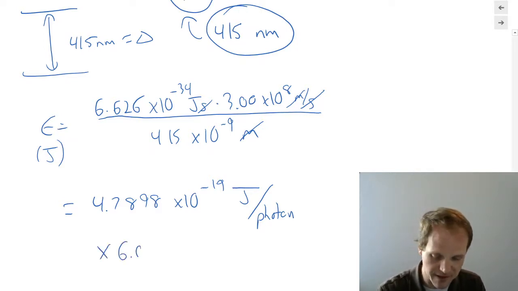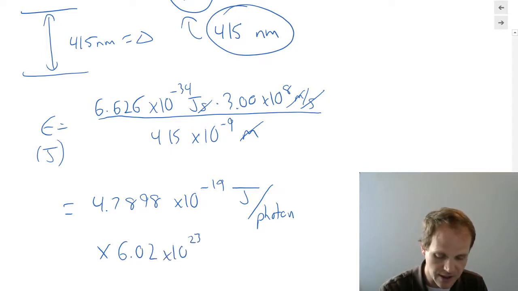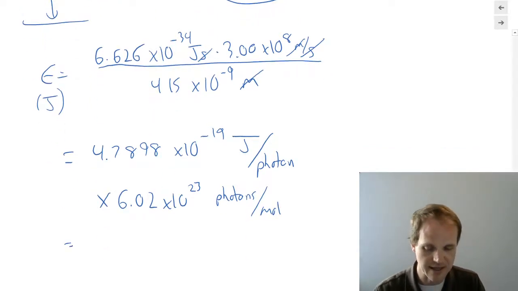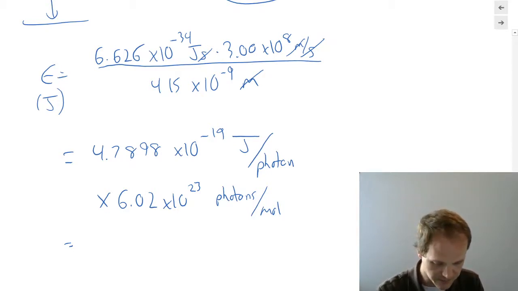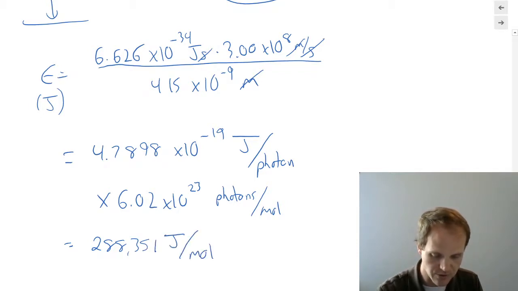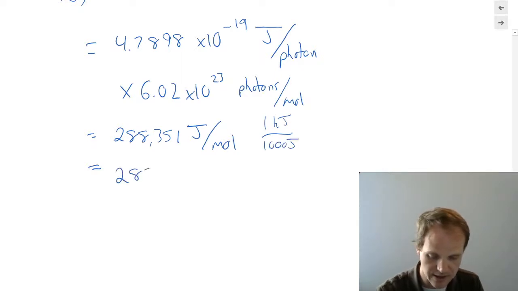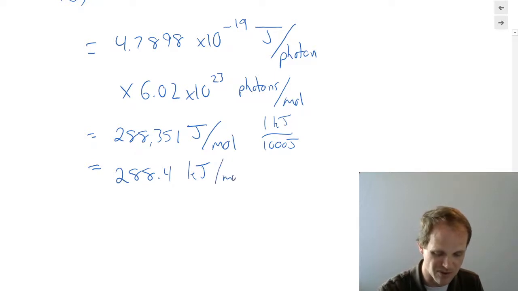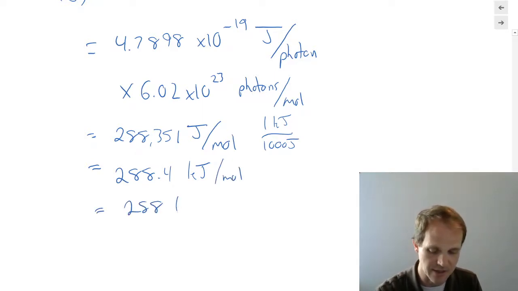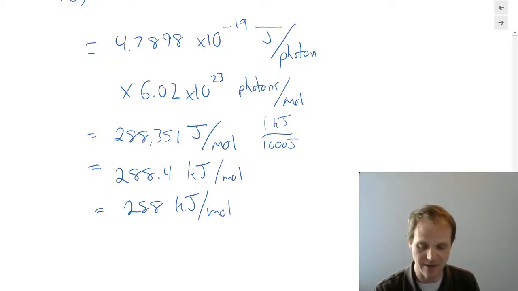So what I'm going to do is multiply that by Avogadro's number, 6.02 times 10 to the 23rd photons per mole of photons. And when I do that, I get 288,351 joules per mole. I'm going to convert that into kilojoules per mole by saying 1 kilojoule per 1,000 joules, and I get 288.4 kilojoules per mole. I can probably round that to my nearest whole number, 288 kilojoules per mole, since I'm just estimating anyway.